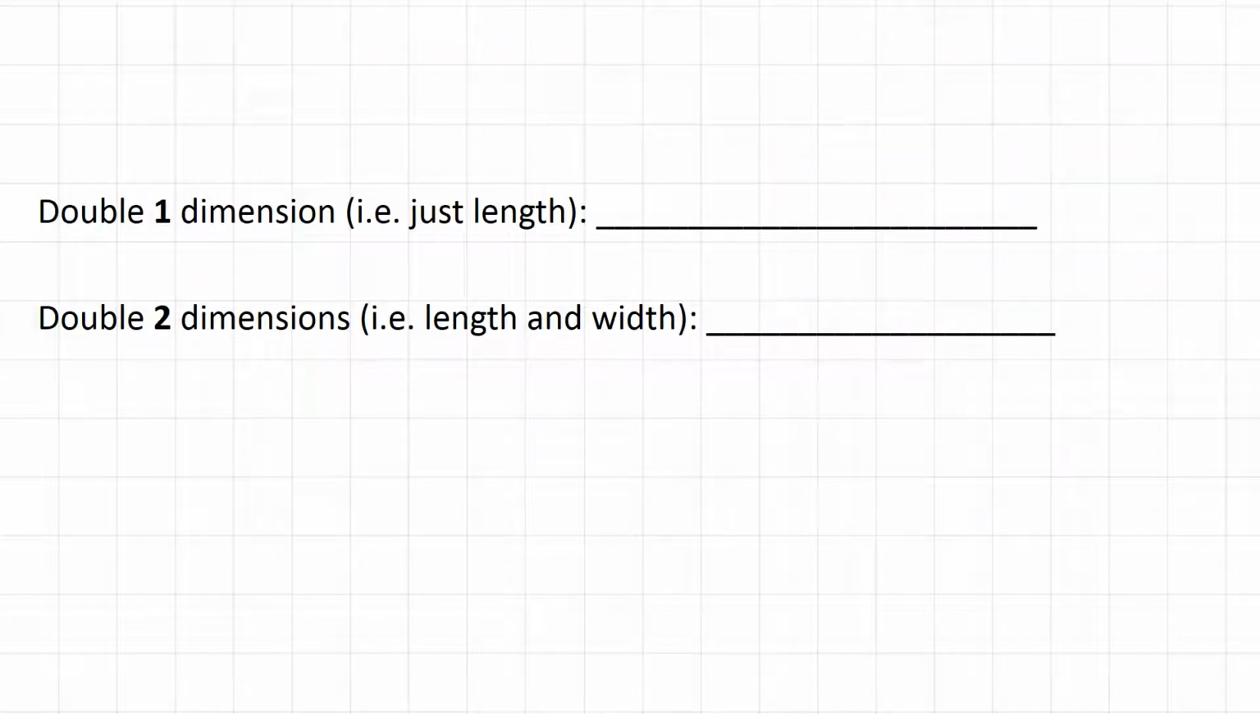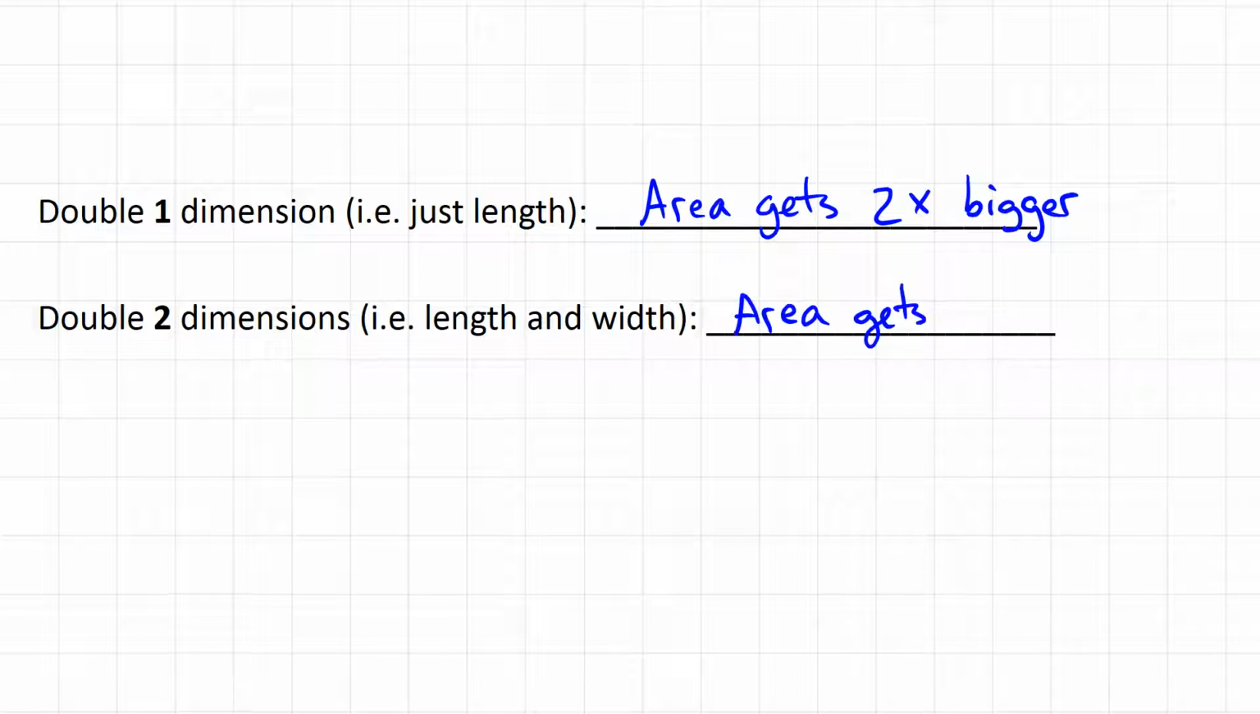So let's look at that rule for what happens if we double just one dimension, like just the length of a rectangle. The area gets 2 times bigger. What happens if we double two dimensions, like the length and width of a rectangle, or the base and the height of a triangle? Well, in that case, the area gets 4 times bigger.